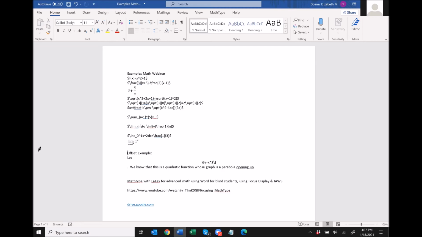Offset example colon let, E-T, space, blank, tab, backslash. Oh, it didn't undo. Tab, blank, space, T, E, L. You know what? To make it work.